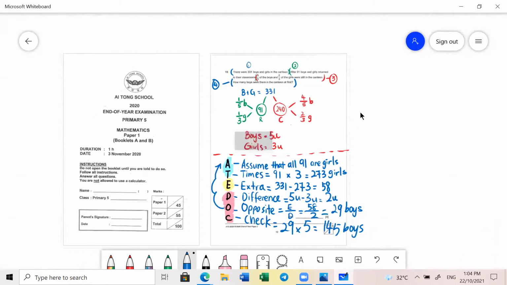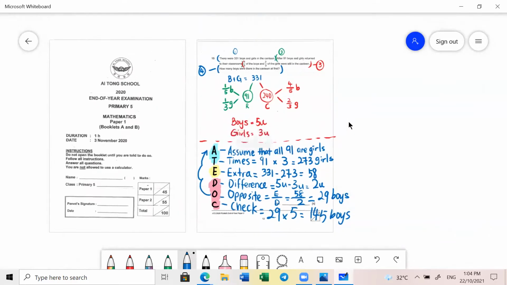If you don't understand this, please rewatch the video. And of course, very importantly, go and rewatch the assumption method video.